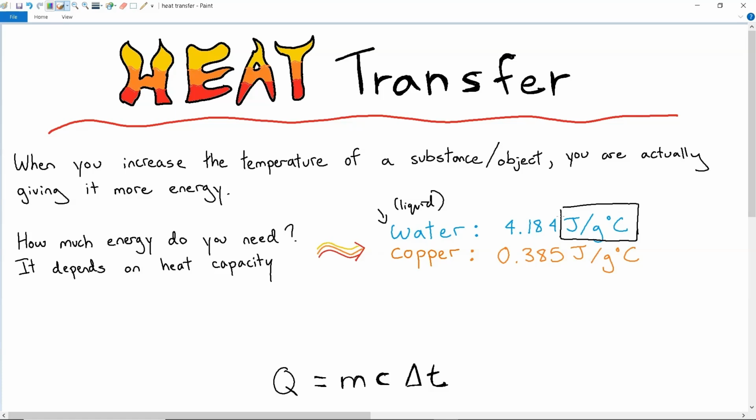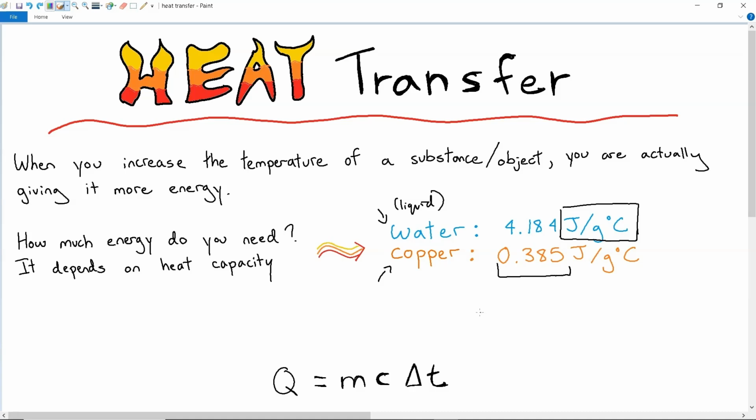Once again, this is the amount of energy to increase the temperature of 1 gram of water by 1 degree Celsius. If we compare that to copper, we can see that it's much, much lower, which makes sense. Metals tend to get hot very, very fast compared to water, and that's because they require a lot less energy inputted to see this temperature change occur.